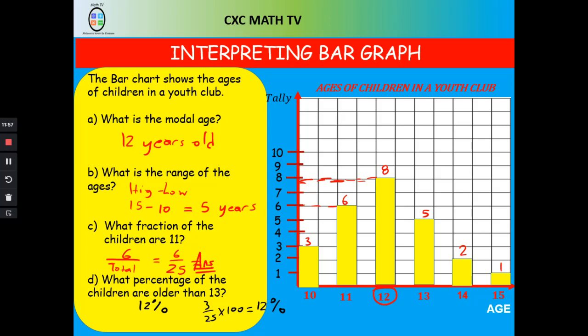And that concludes this video on bar charts. All you need to know is how to construct a bar chart and interpret a bar chart. It is that easy.